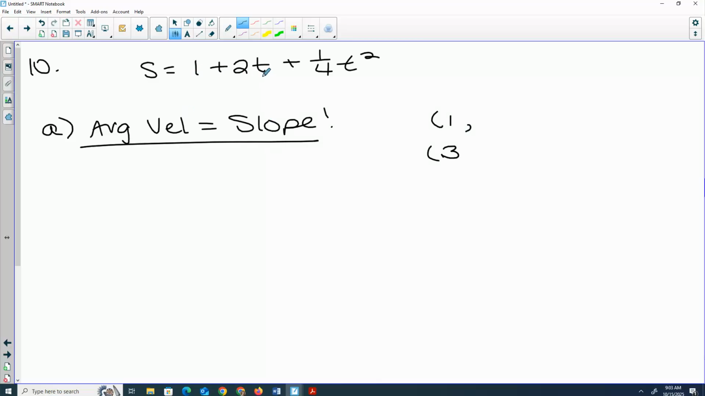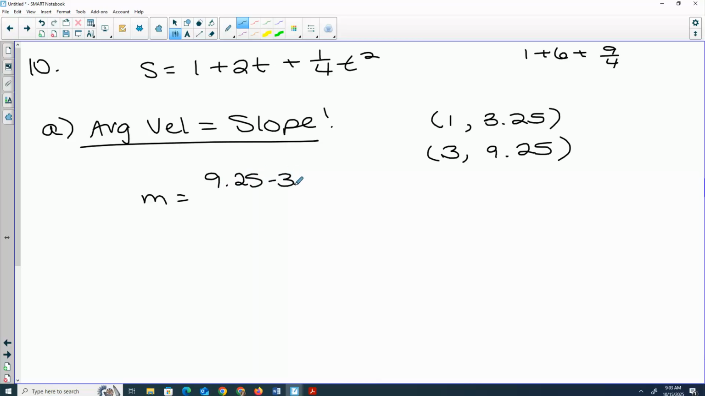So if I put in a 1, I get 1 plus 2 plus 1/4, so 3 1/4, or 3.25. I plug in a 3, I get 1 plus 6 plus 9/4, so 9.25. The average velocity says do the slope between them: y2 minus y1 over x2 minus x1. So 6 over 2 is 3. So my slope is 3. Units would be, my y was meters, my x was seconds.